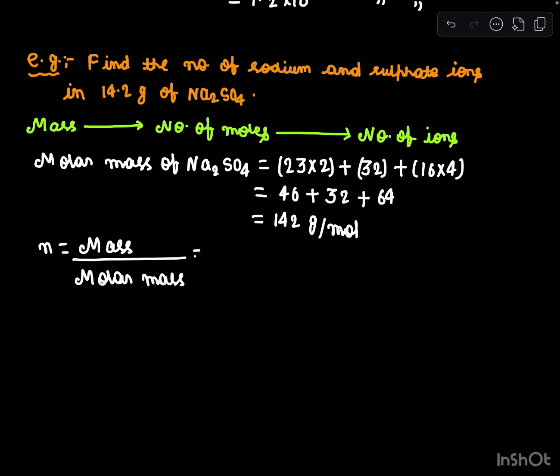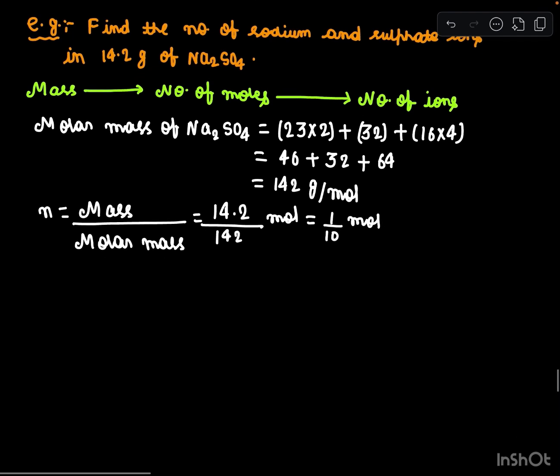Number of moles is mass by molar mass, which is 14.2 divided by 142 moles, which is equal to 1 by 10 mole. Now this is the number of moles. Now we have to go to the number of ions. Since this is 1 by 10 mole.